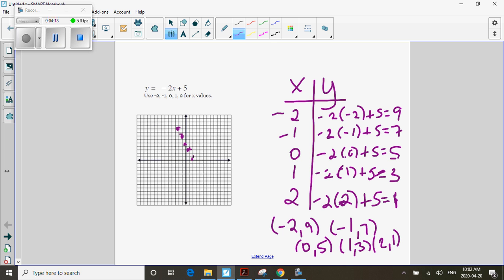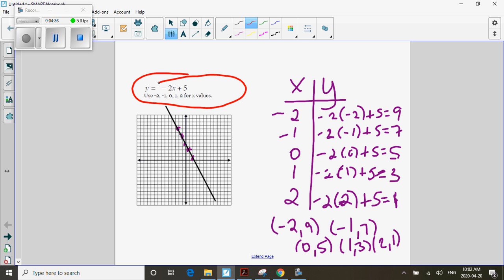Okay, and now I should be able to create this straight line that goes through all of it. Now, I knew that was going to be linear because I looked at the equation. Remember that if you look at your equation and there isn't a higher exponent than 1, degree 1, then we know that it's linear. So I knew I was going to put a straight line.